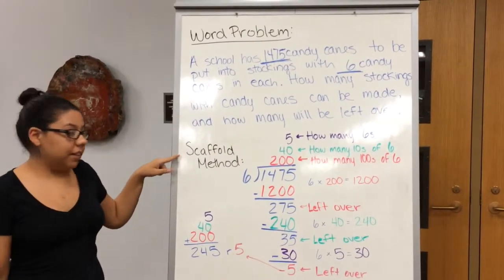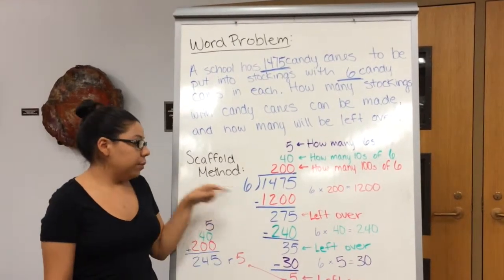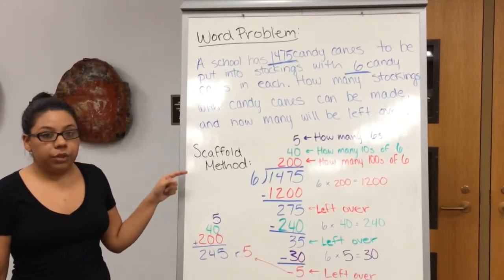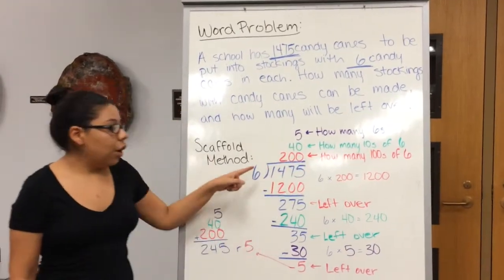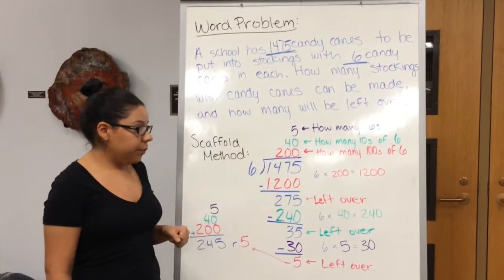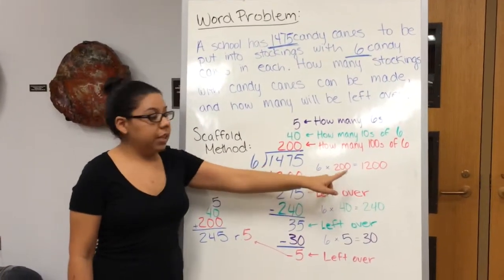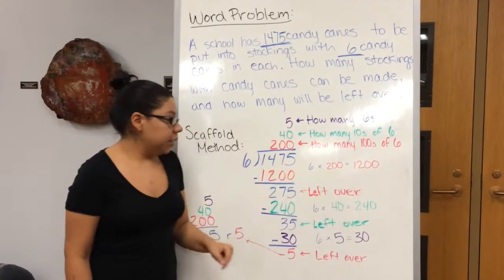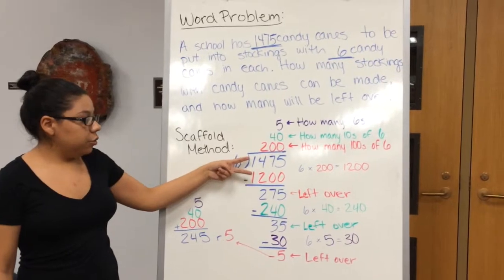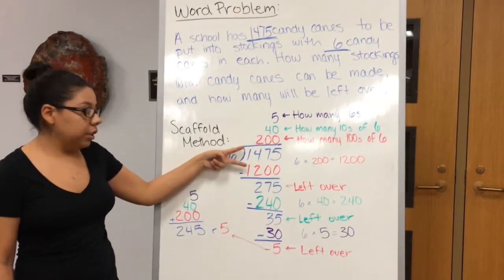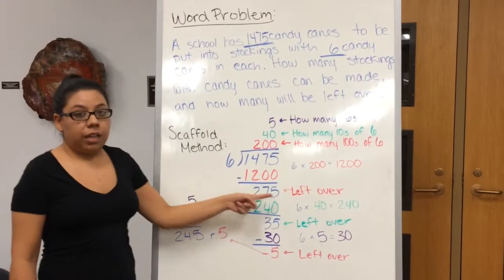Using the scaffolding method, we will be dividing 1,475 by 6. First, we need to ask ourselves, how many hundreds of 6 are in 1,475? Using this math here, we did 6 times 200, and we got 1,200. We put it down here. Now, we subtract these two numbers from each other, giving us 275 left over.